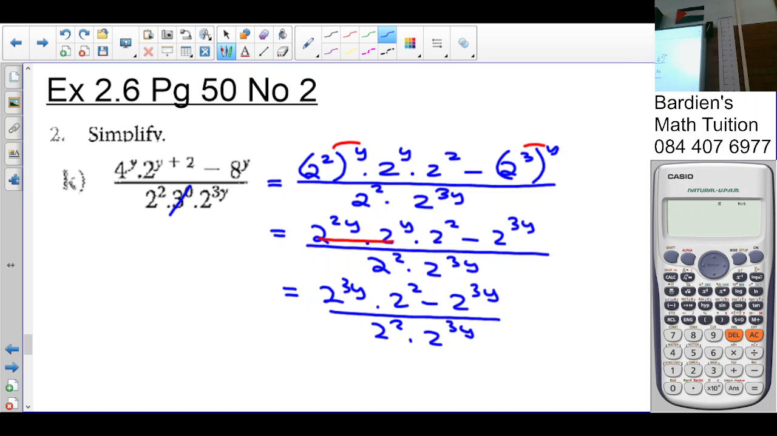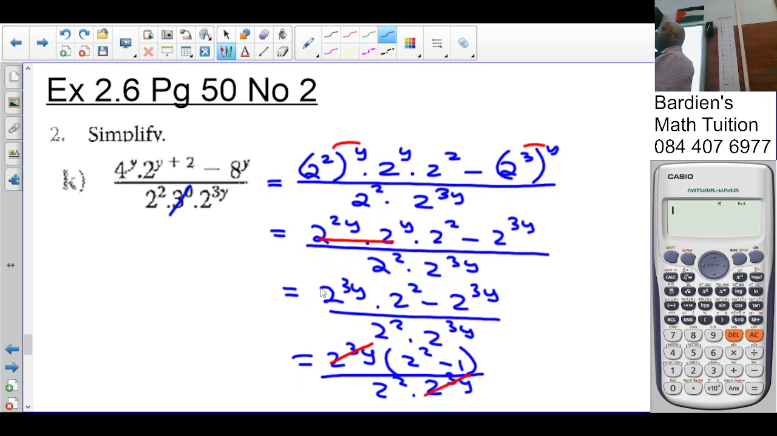So what's now common? 2 to the 3y. What are we left with? 2 squared minus 1 over 2 squared times 2 to the 3y. So what can happen now? Cancel 2 to the 3y. I know some of you can do it in much fewer steps than this, and I can also do it in fewer steps, but I do all the steps so anybody can follow, the weaker learner and the stronger learner.